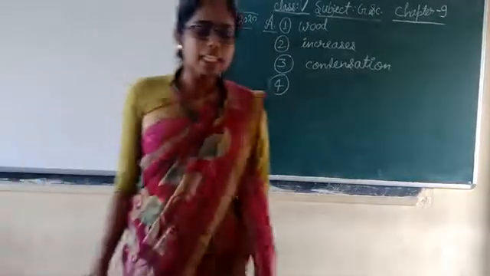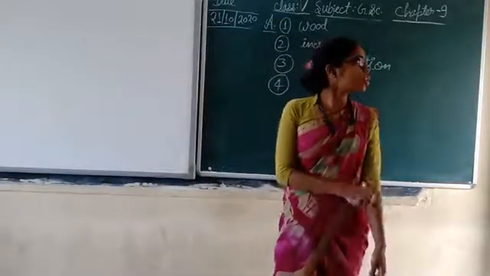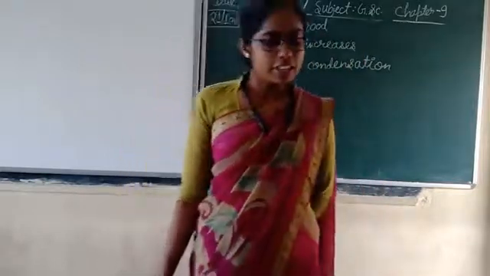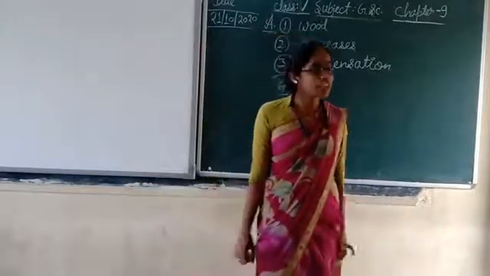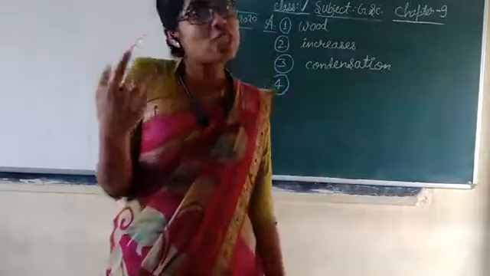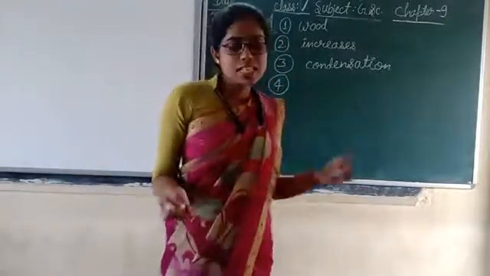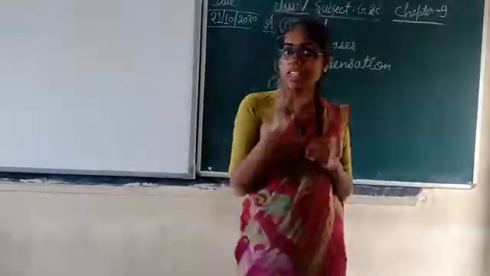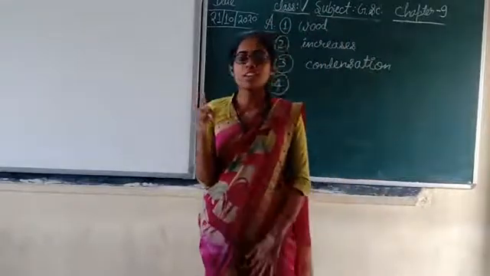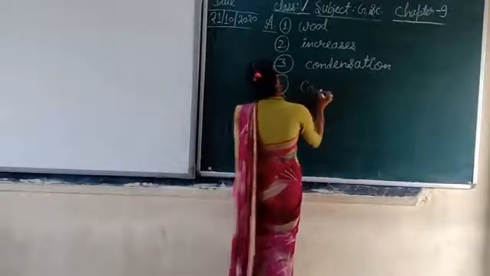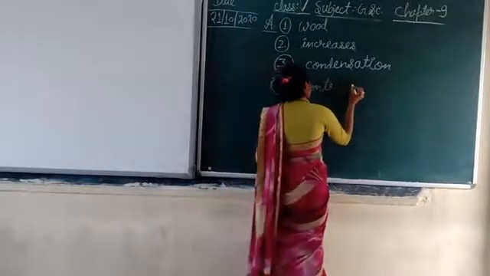Now for the fourth question. The decrease in size of matter on cooling is called dash. We have three options: freezing, expansion and contraction. No, this cannot be freezing because freezing is the process of change of state. But here it is asked the decrease in size of matter on cooling. I gave you one example of a railway track. What is that called? Last option is correct, and that is contraction.